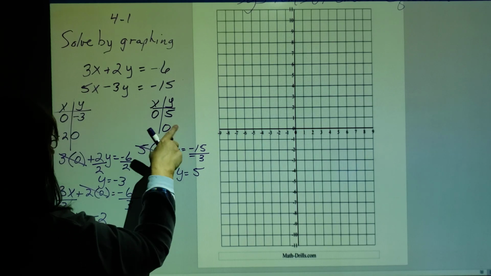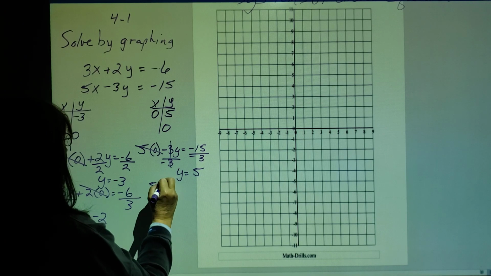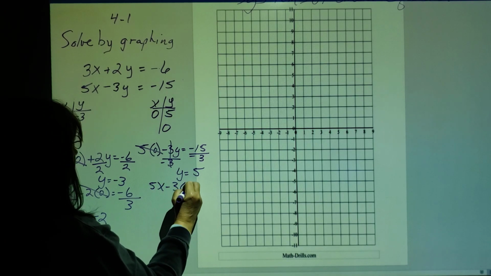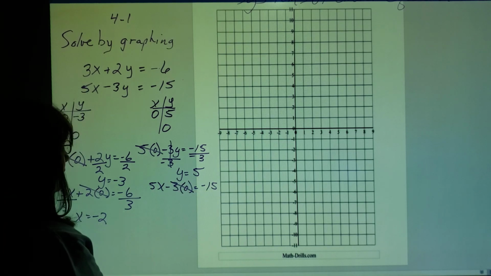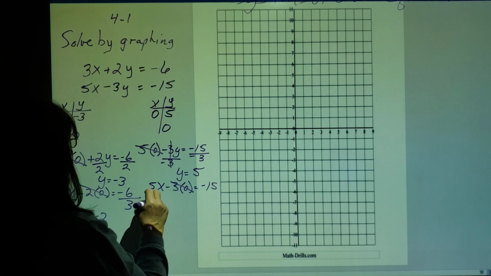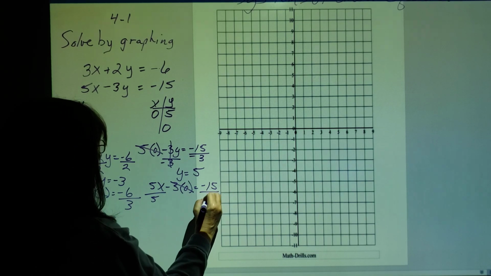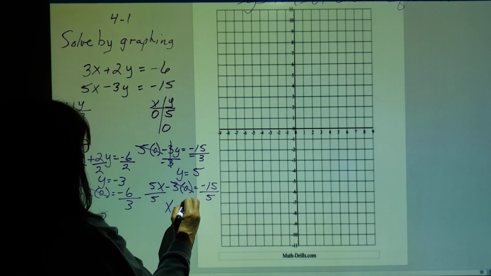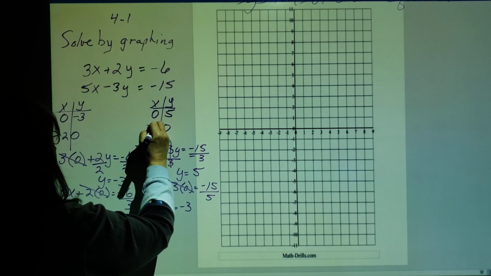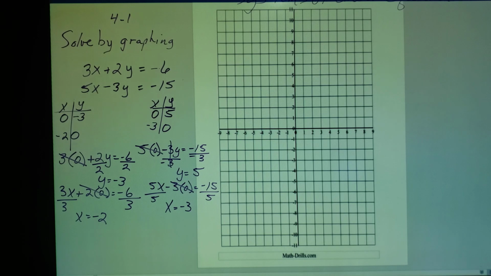Next, we substitute 0 for y. So we end up with 5x minus 3 times 0 equals -15. The -3 times 0 goes away. We have 5x equals -15. Divide by 5 on both sides, and we end up with x equals -15 divided by 5, which is -3. -3 goes here. Now we have two pairs of coordinates. We only need two pairs of coordinates in order to graph a straight line.